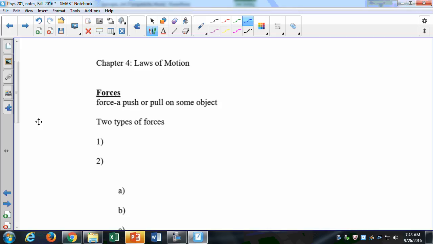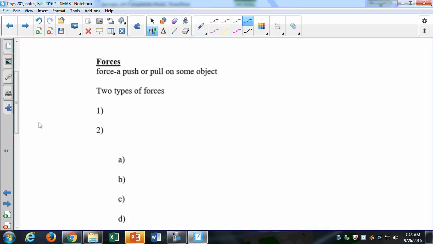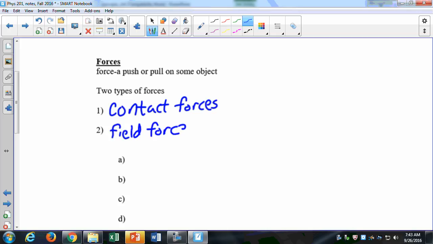Okay, so there are two types of forces. A force is just a push or a pull on an object. There are two types of forces that we'll be dealing with, and those are contact forces and field forces. We're probably more familiar with contact forces. It's just any time that you apply a force to something that requires contact, so it requires touching.